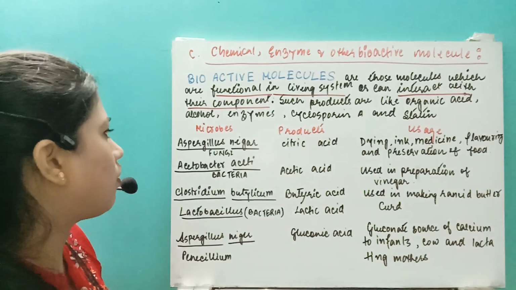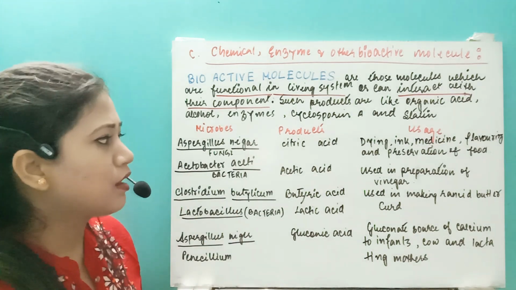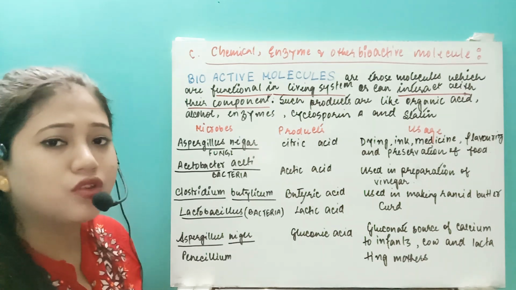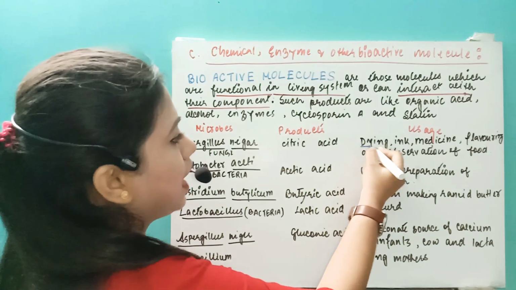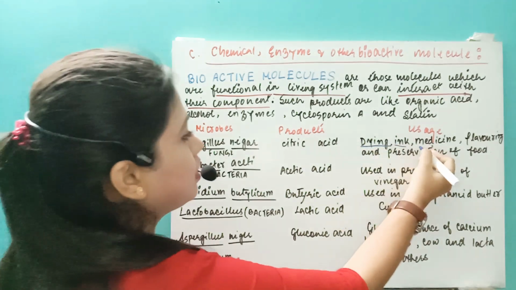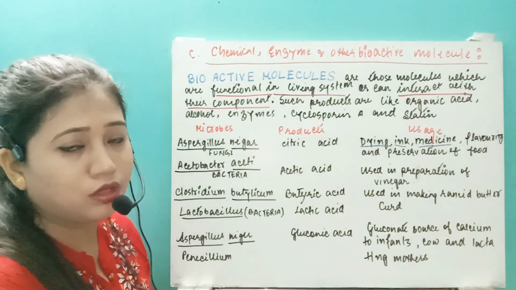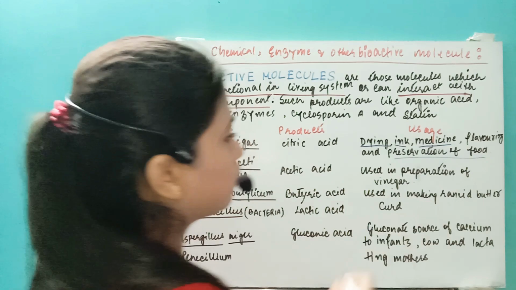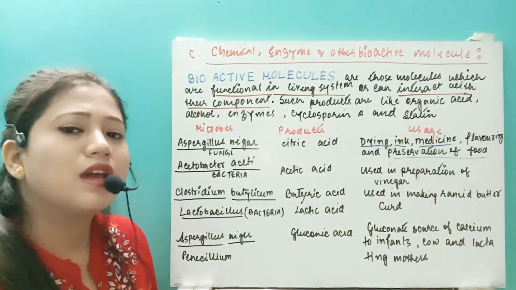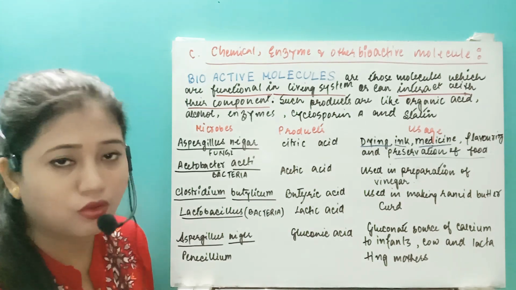Okay, so first one, see, Aspergillus niger. This is one fungus. It helps in the production of citric acid. We know that citric acid helps in dyeing and ink. Then in the medicinal field also it is used. In the household also it can be used for preservation of food. So citric acid can be useful for household uses also.